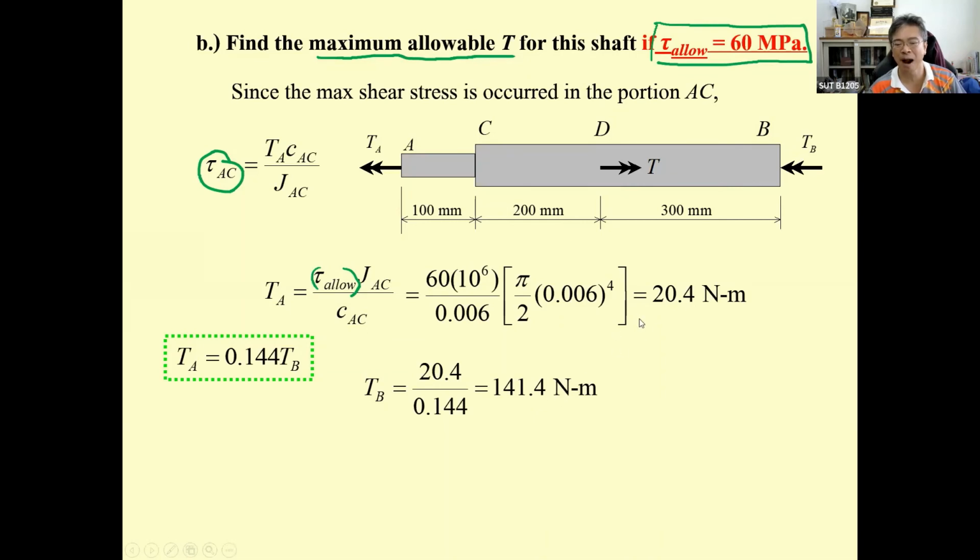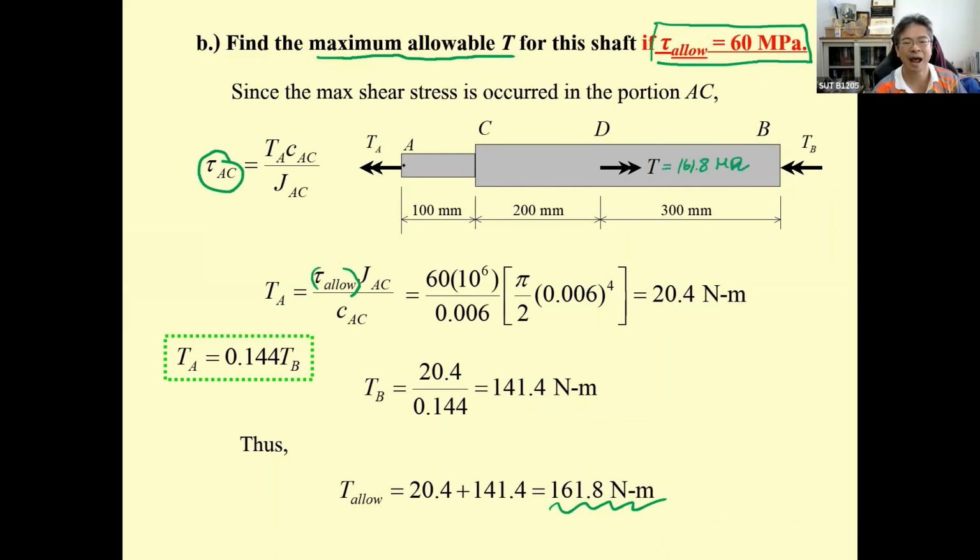When you combine T sub A plus T sub B by the equation of equilibrium, you get the maximum allowable torsion that can be applied to this one, for 161.8 megapascal, and it's going to produce the shear stress. Maximum shear stress occurs here to be 60 megapascal. So it's like going in a different direction.